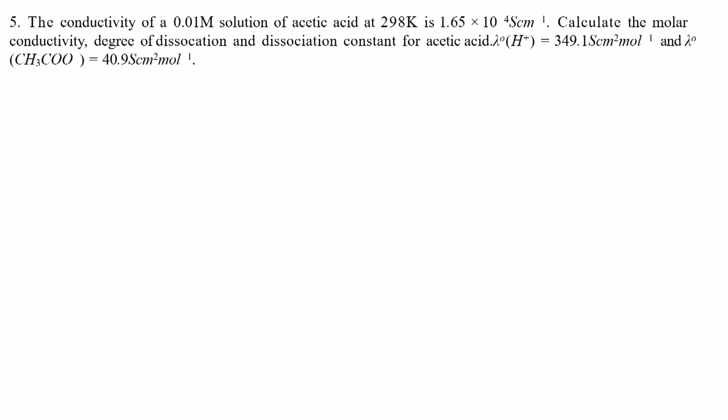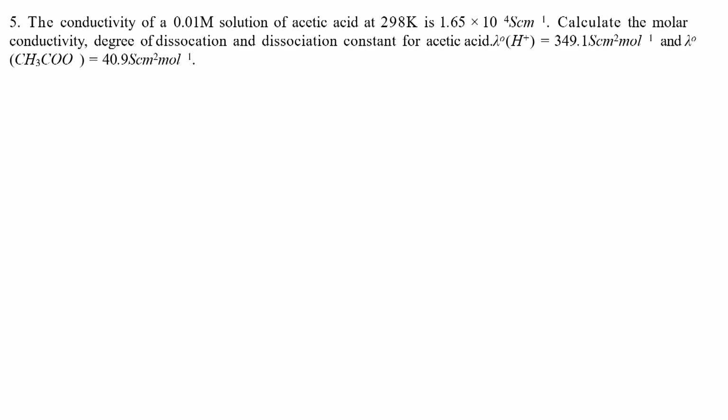Now, we discuss problem number 5. It says the conductivity of a 0.01 molar solution of acetic acid at 298 K is 1.65 times 10 to the minus 4 S centimeter inverse. Calculate the molar conductivity, degree of dissociation and dissociation constant of acetic acid. So, the value of lambda naught of H plus is given as 349.1 S centimeter square mole inverse, and lambda naught of acetate ion CH3COO minus is also given, 40.9 S centimeter square mole inverse.